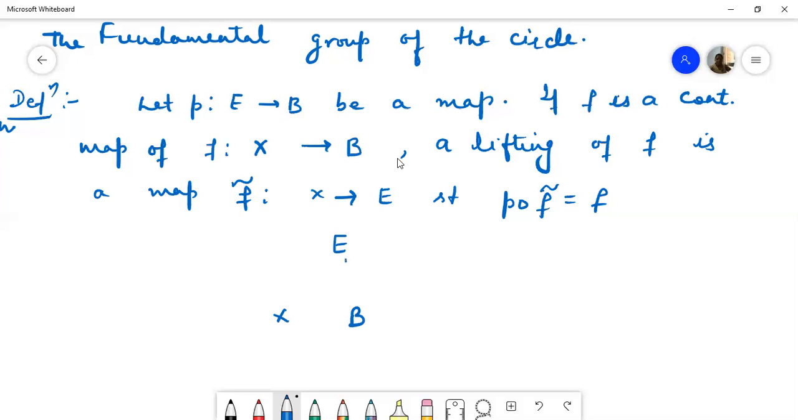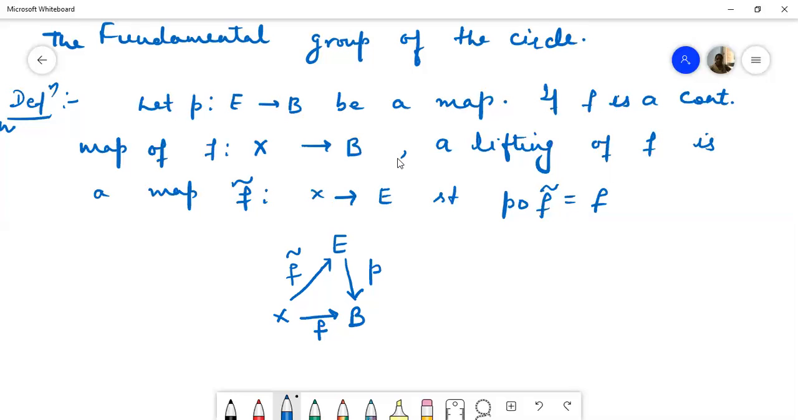Let us say these are three different spaces E, X and B. Now this is the P map which is given to us from E to B. This is F. Again, this is also a given map from X to B. Now if we can find a map from X to E such that this triangle is commutative, then we will say that this map F curl is the lifting of the map F. Actually, this map lifts the mapping F from X to B to a mapping from X to E.